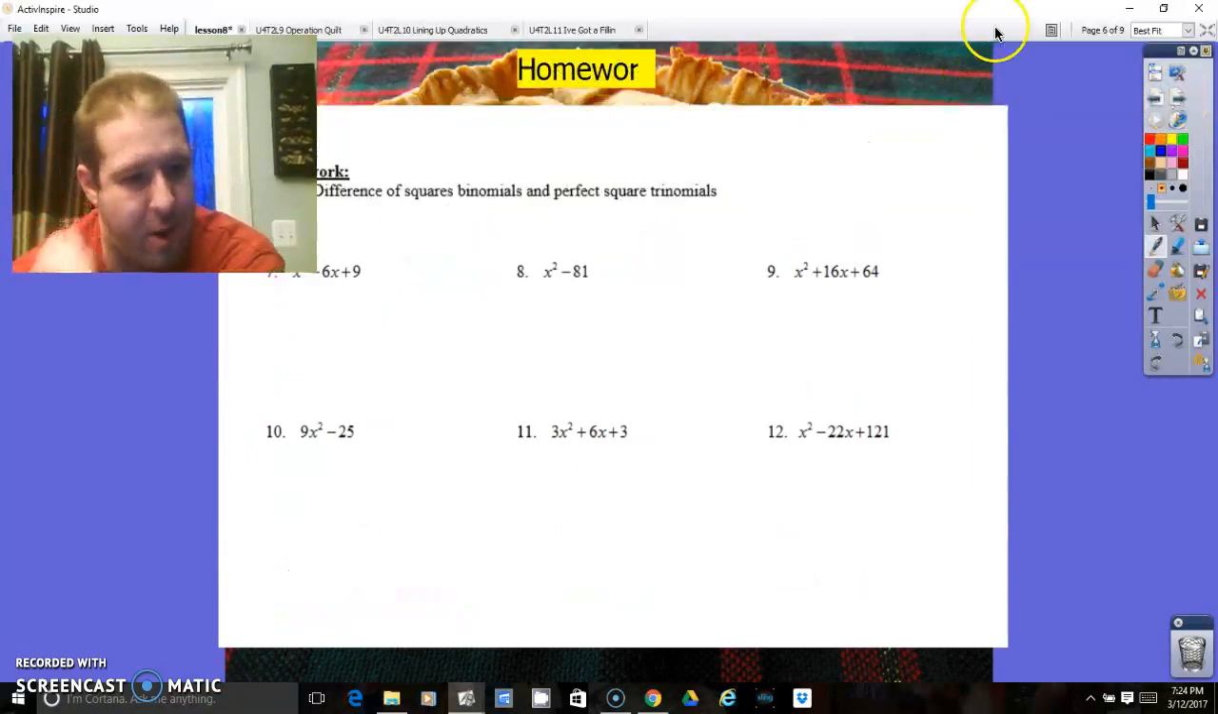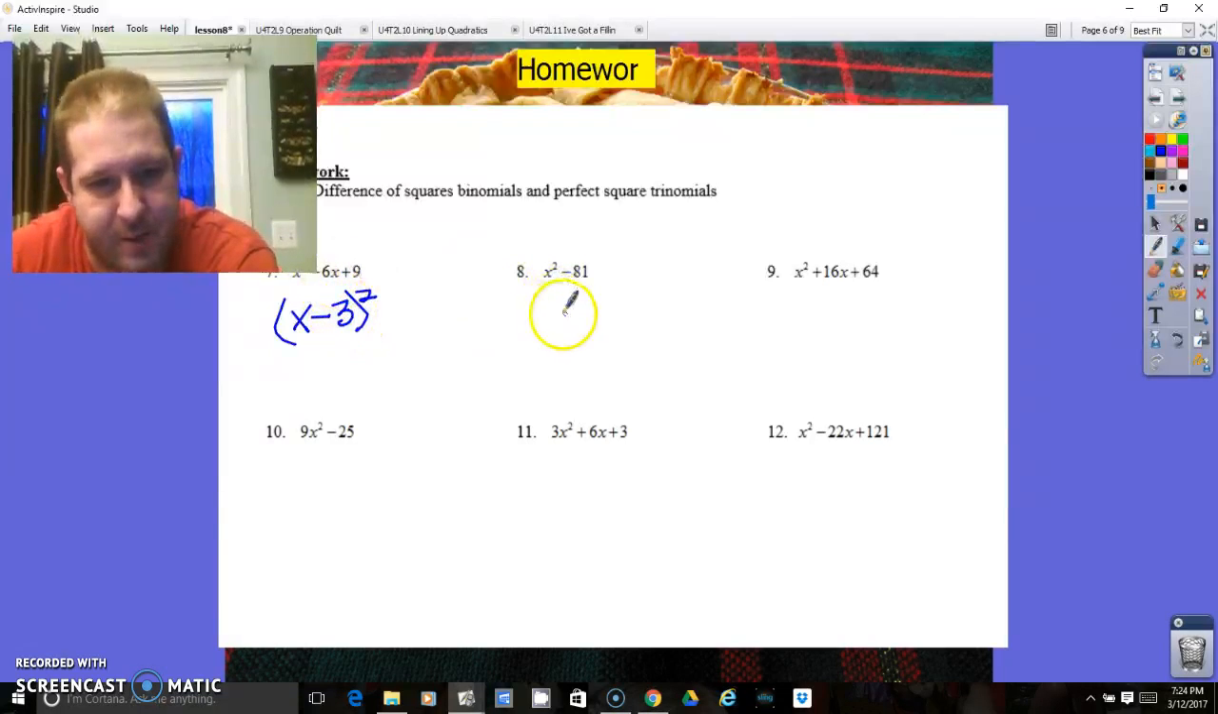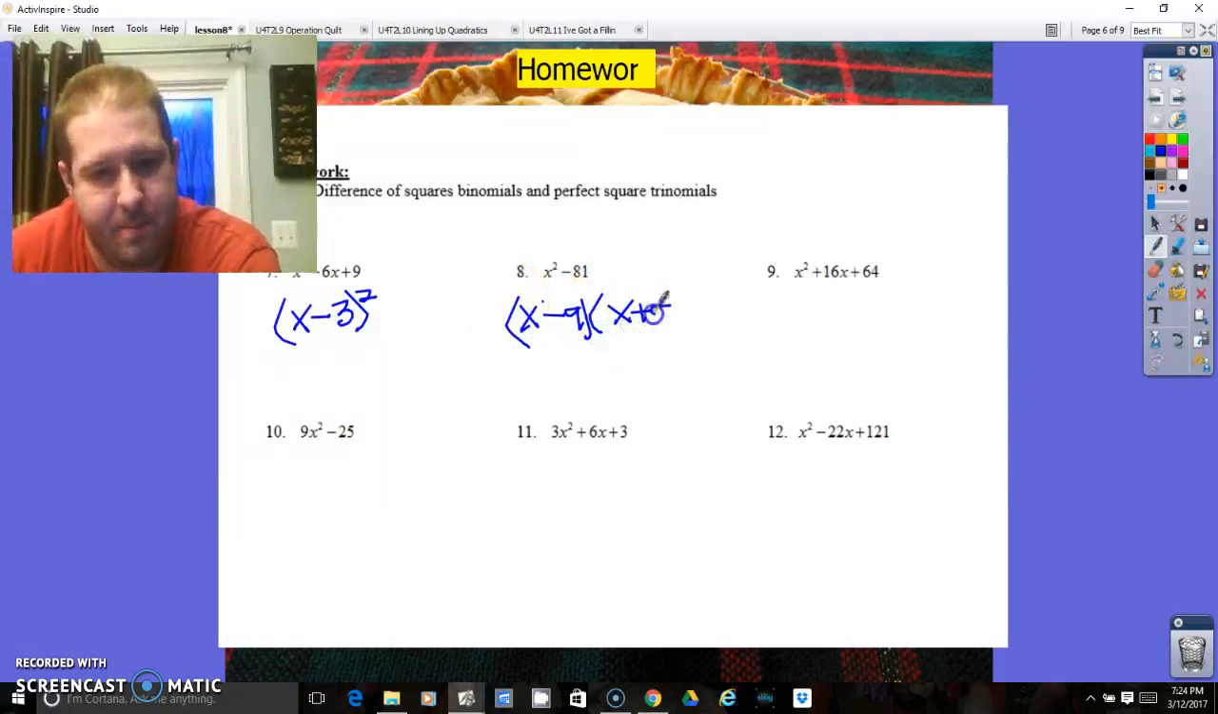All right, looks like we're ready for the homework. Differences of squares. Okay, so we just did a lot of practice on that. So this is going to be an x minus 3 square times itself plus itself. This is going to be differences of squares. This is an x minus 9 times x plus 9.